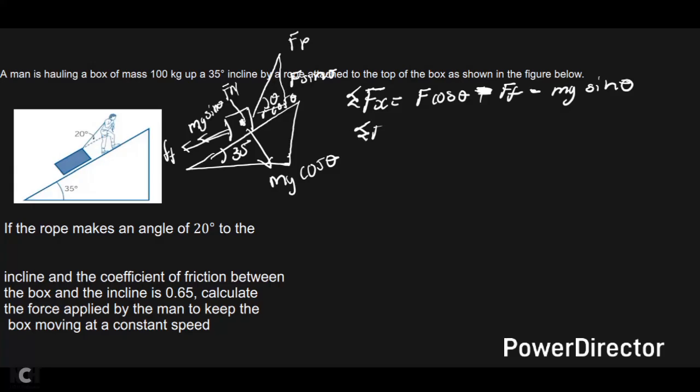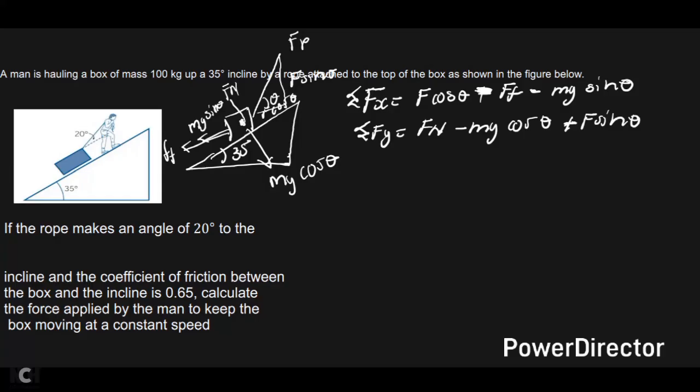Now let's go on to the forces in the y. So what are the forces that are in the y? We have the normal force minus mg cos theta plus F sin theta, like that. So those are the forces that you are having, right? The summation of the forces in the x axis, and again in the y axis.